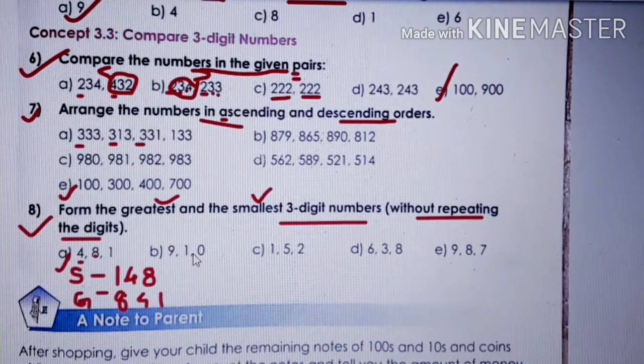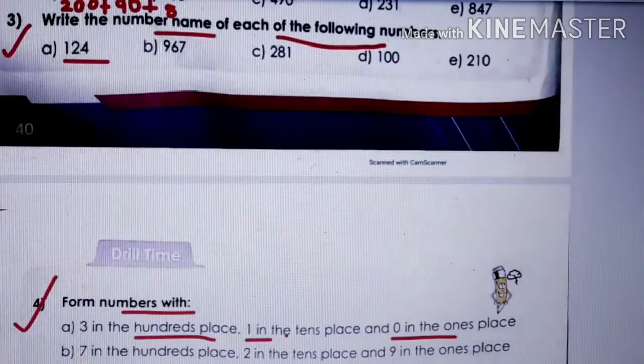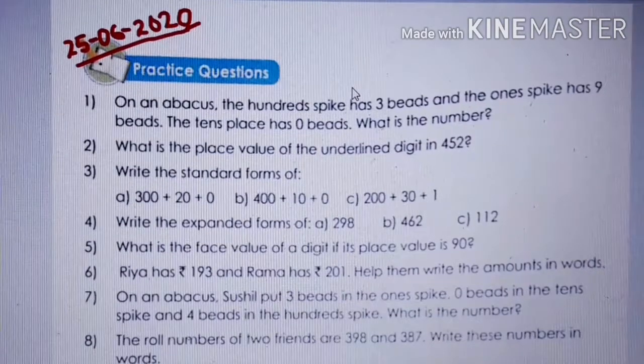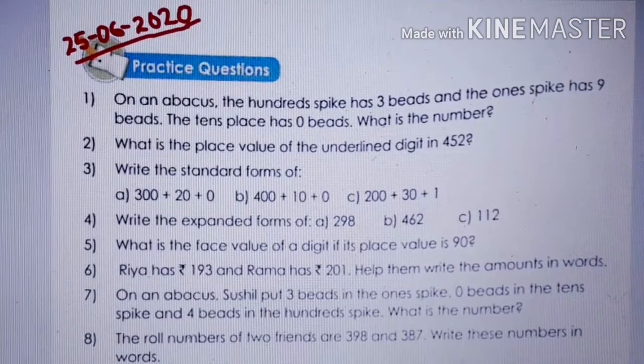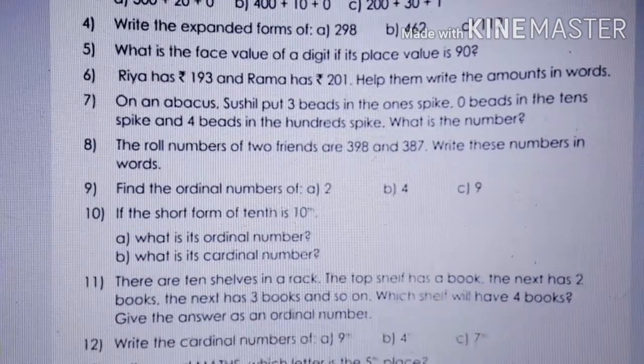Okay, so children, you practice at home up to E. This is your homework. Okay, and you all have to submit me this homework. Is it clear? Next, children, there are practice questions in your workbook. These are also we have done. So you can practice yourself, children. I will share the answers in the group.